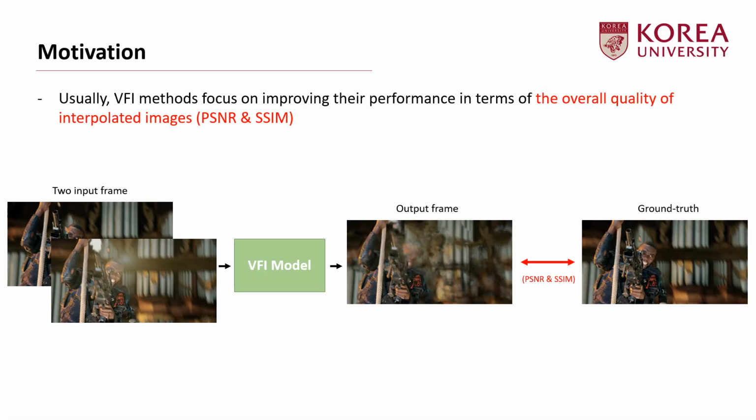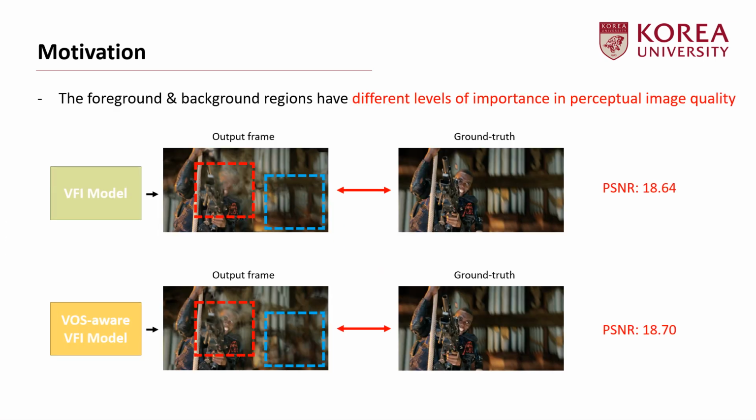Video frame interpolation, called VFI, is a method for interpolating intermediate frames from input frames, typically focusing on enhancing overall quality metrics, such as PSNR and SSIM. However, this bias overlooks the fact that foreground and background have different importance levels in terms of visual quality.